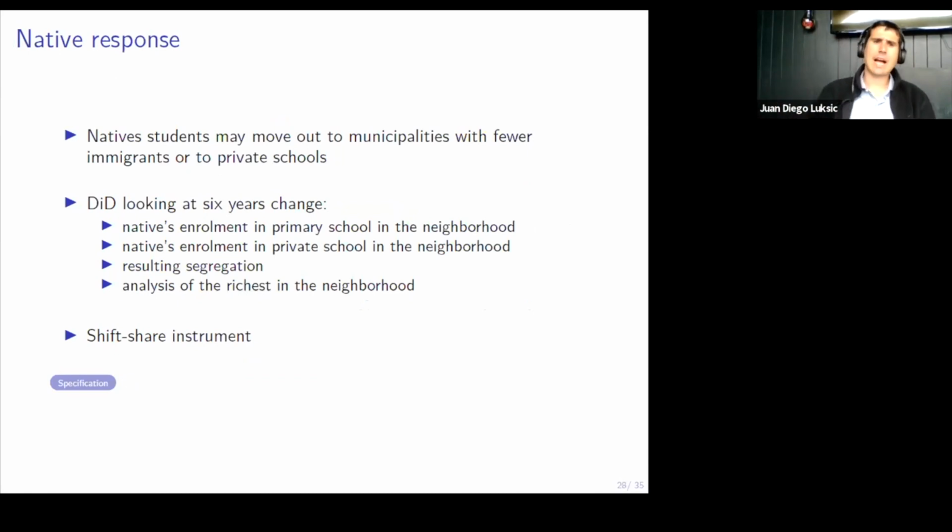So now, sorry, finally, to look at native response, first I look if native students are moving to municipalities with fewer immigrants, and if natives are moving to private school in the same neighborhood. So for this, I do a diff-in-diff, and I see if the enrollment in primary school in the neighborhood is changing because of immigrants' arrival. Then I look if the natives' enrollment in private school is changing once immigrants arrive. Then I see how segregation is changing once immigrants arrive. And then I do an analysis of the richest in the neighborhood. So I look at the 99th percentile in the neighborhood and see how their income changes in time as well. For all these specifications, I use a shift-share instrument, the same shift-share that I was using before.